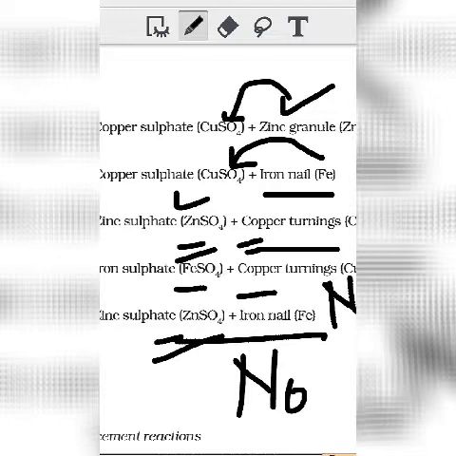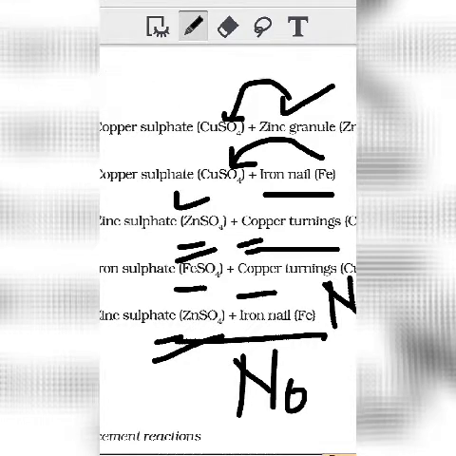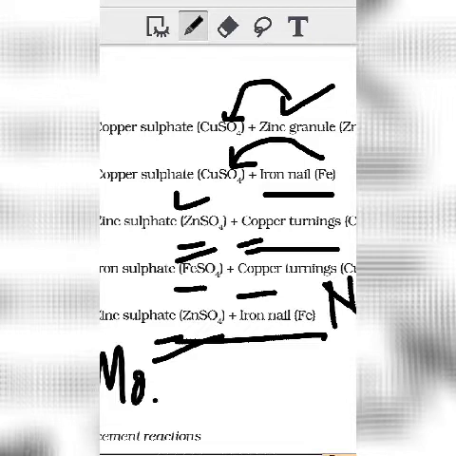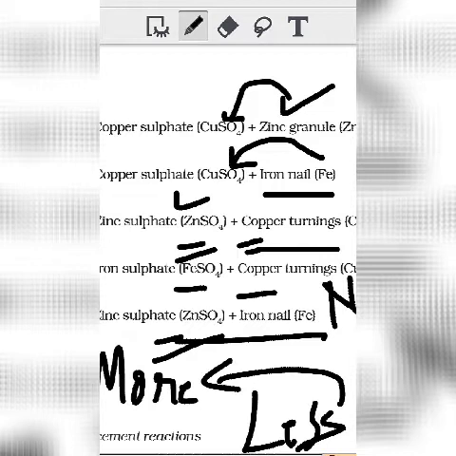This is showing that a displacement reaction takes place only when a more reactive metal displaces a less reactive metal from its solution. So only a more reactive metal can displace a less reactive metal. The metal which is more reactive will displace the less reactive metal, but a less reactive metal cannot displace a more reactive one. This is the displacement.